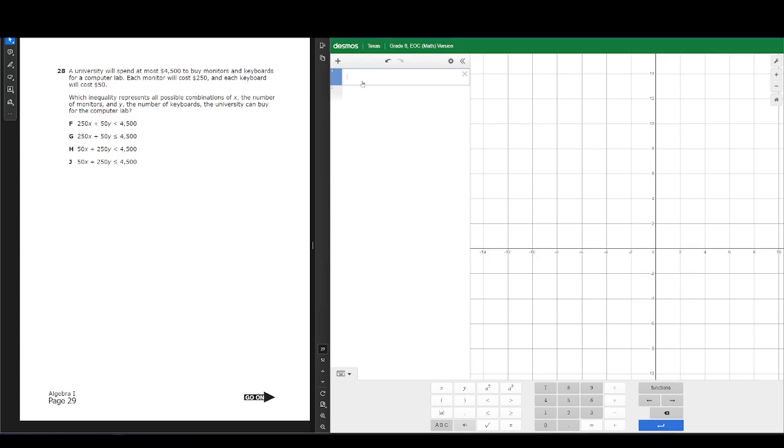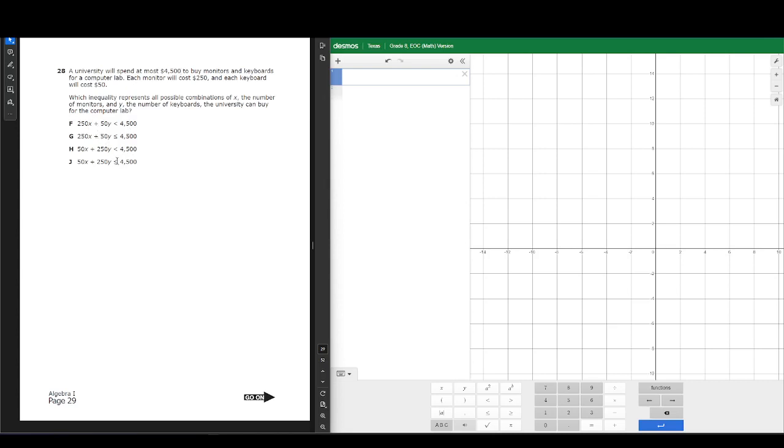So this one, Desmos, since it's an inequality, isn't really going to help us. We need to just match up words with these inequalities. So it says at most 4,500. Meaning we have less than or equal to 4,500. That eliminates f and h.